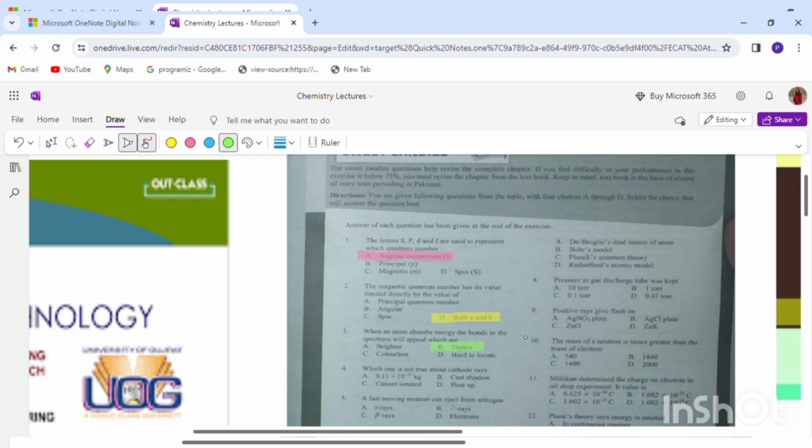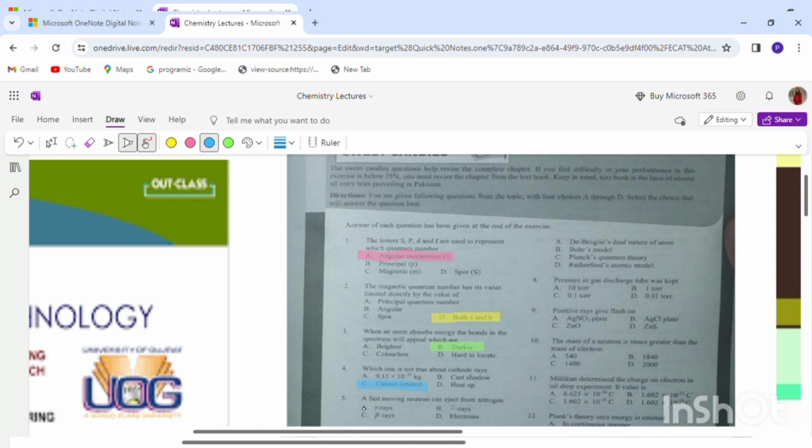Which one is not true about cathode rays? We know that the mass of an electron is 9.11 into 10 to the power minus 31 kg. So this is right. It casts shadows too when a paddle wheel is placed inside the discharge tube. C, cannot ionize. Okay, I have a doubt on C. D, heat up. Yes, we know that cathode rays heat up. C, cannot ionize, but we know that cathode rays ionize, right? We have learned their ionization. So the right option here is cannot ionize.